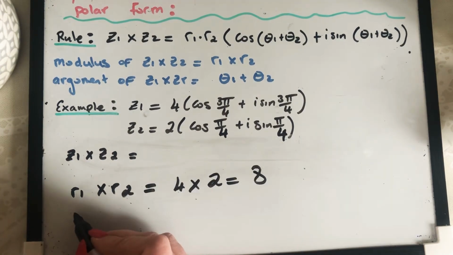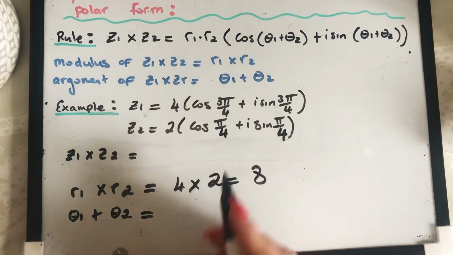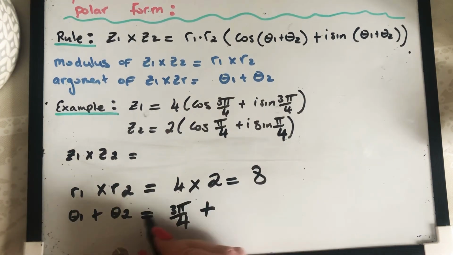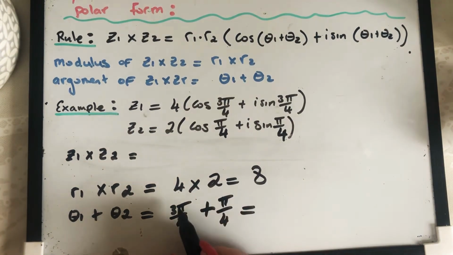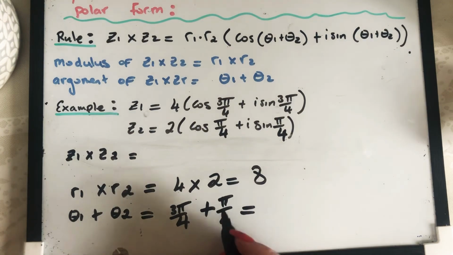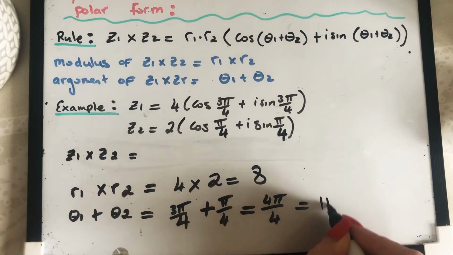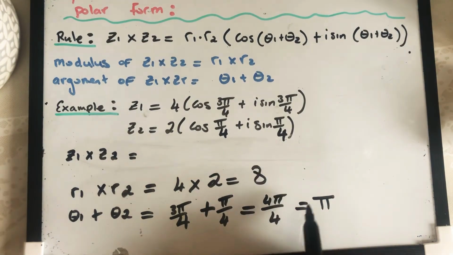Now we're going to add our theta 1 plus theta 2. Theta 1 is 3 pi over 4, and our theta 2 is pi over 4. When we add 3 pi over 4 plus pi over 4, we get 4 pi over 4, which of course simplifies down to just pi. So here we have our r1 by r2, and here we have theta 1 plus theta 2.